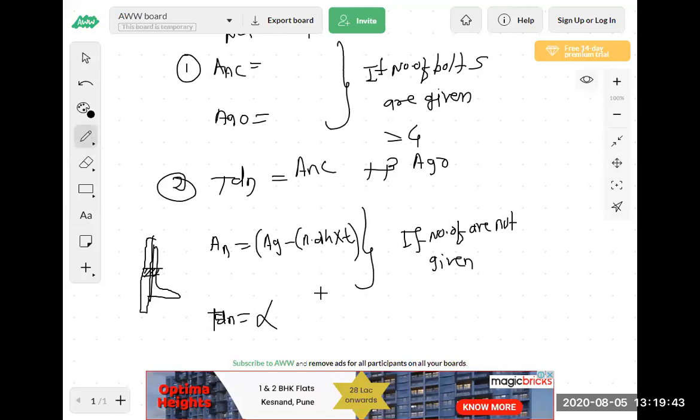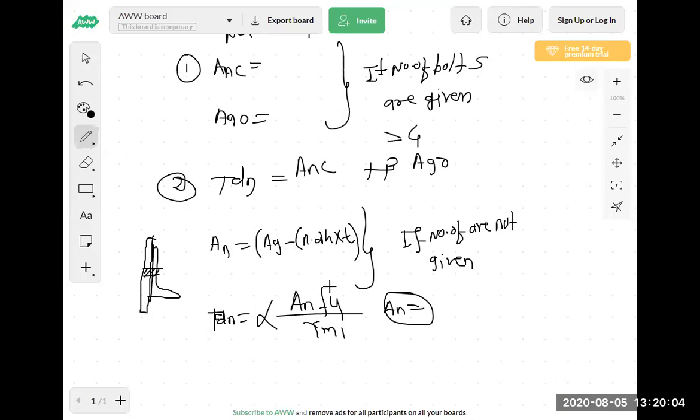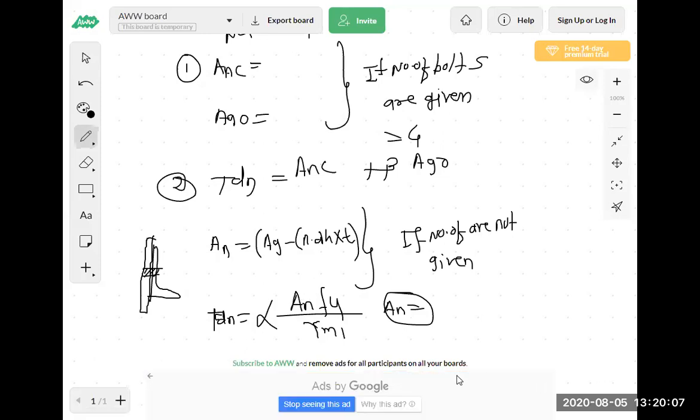Alpha AN FU divided by, I think, gamma M1. So here AN is there. The value of alpha is given on page number 33 of the IS code. So we have to calculate here AN using this formula. Are you getting now? Initially we have to decide which formula we have to use for TDN, alpha or beta, and it depends on whether the number of bolts is given or not given.